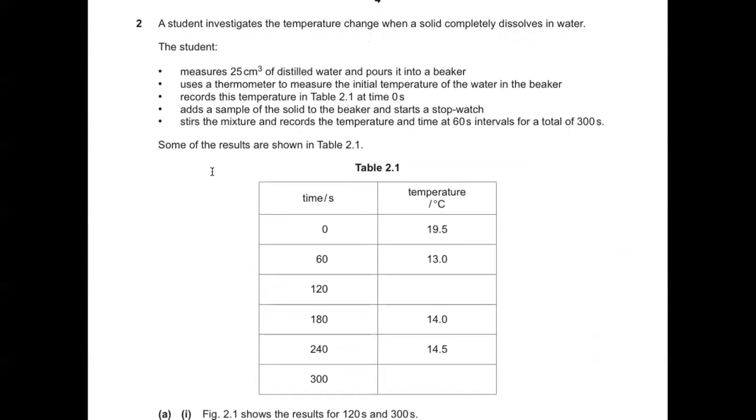Okay, now question number 2. A student investigates the temperature change when a solid completely dissolves in water. The student measures 25 centimeter cube of distilled water and pours it into a beaker. Uses a thermometer to measure the initial temperature of the water in the beaker. Record this temperature in the table 2.1 at time equals 0 degrees 0 second. Add a sample of the solid to the beaker and restart the stopwatch. Stir the mixture, record the temperature and time at 60 seconds interval for a total of 300 seconds.